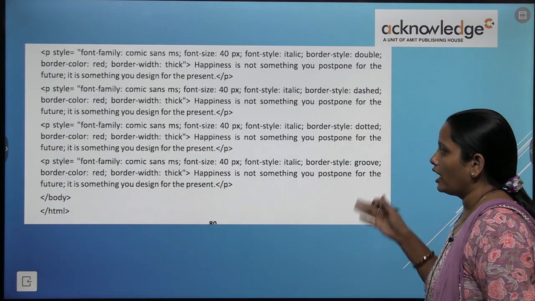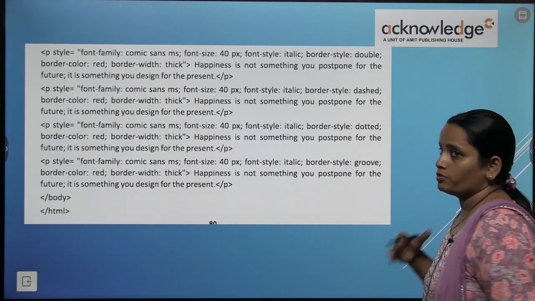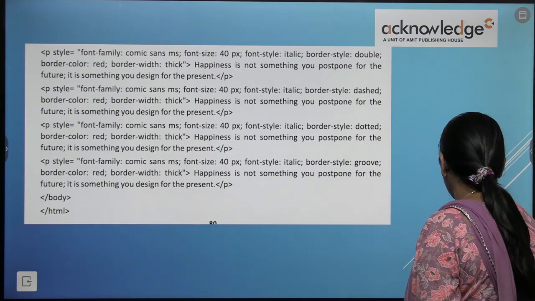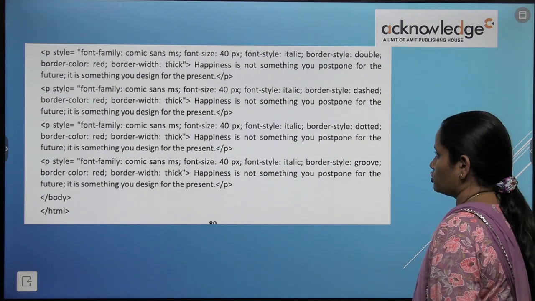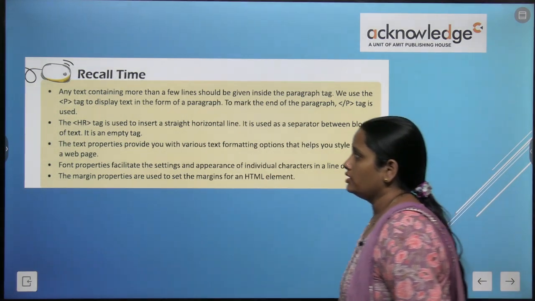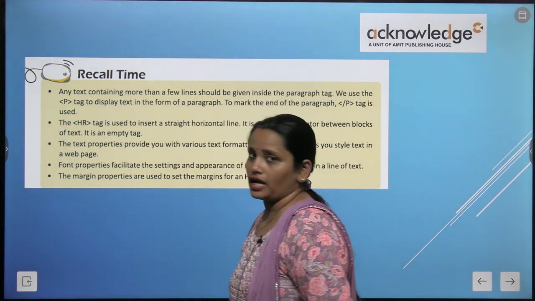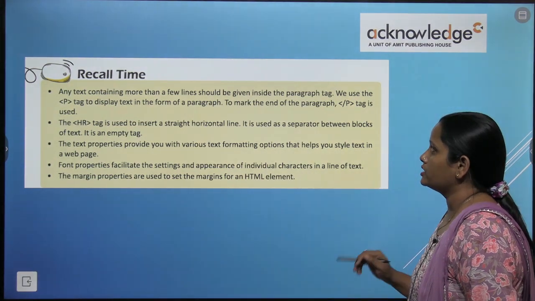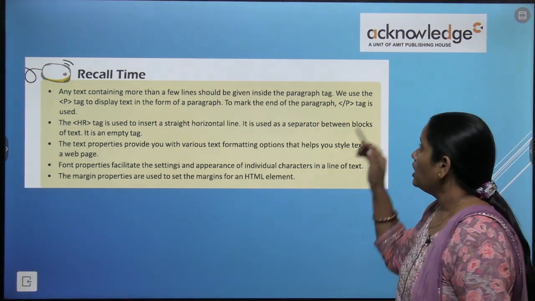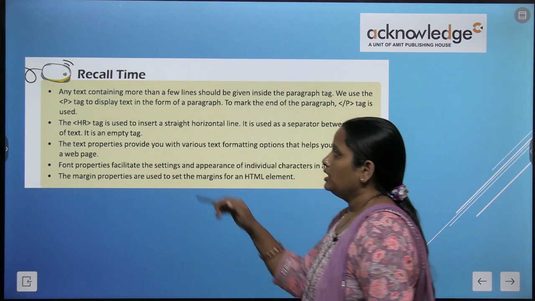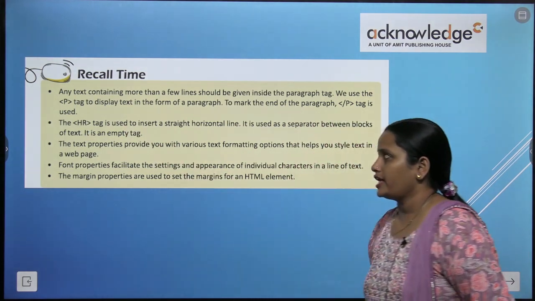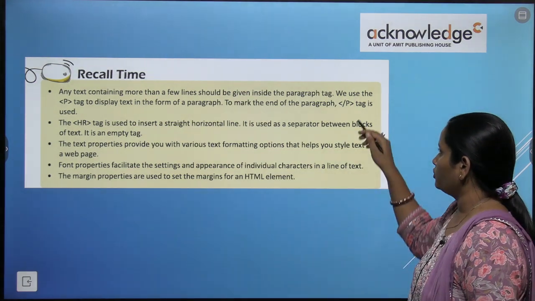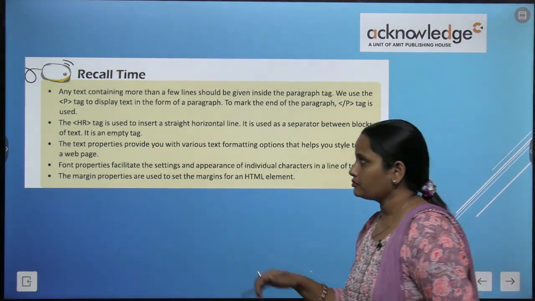So these all are the commands to be written in a notepad for changing the border style and color and various things related to the border. Now children, let's quickly come to the recall time. Any text containing more than a few lines should be given inside the paragraph tag, and we must use the P tag to display text in the form of a paragraph. To mark the end of the paragraph, we have to use this closing tag.